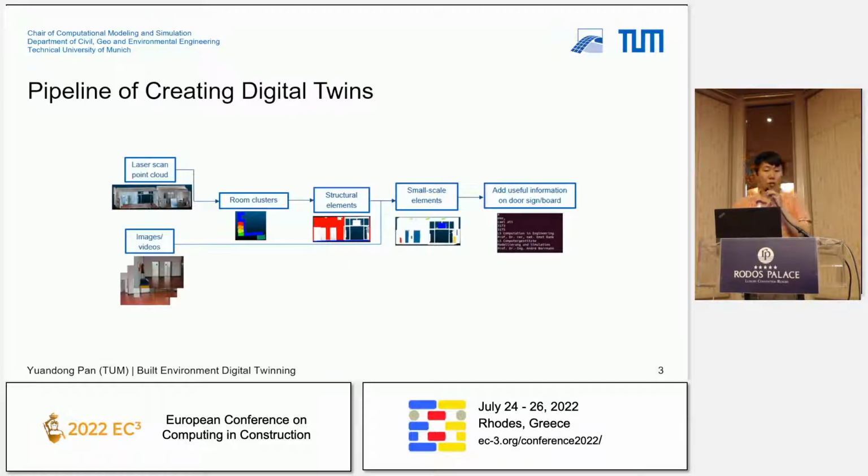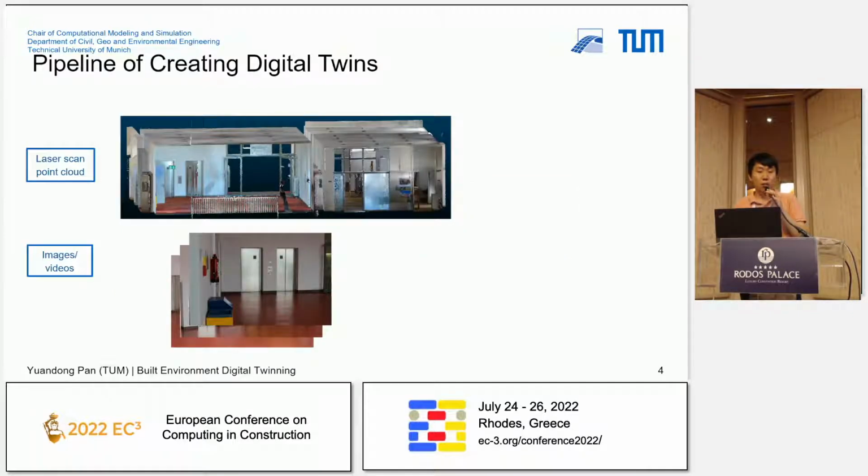I propose a pipeline for creating digital twins as shown in this graphic. So basically, we have two different kinds of input sources, laser scan point cloud and images, because we believe these two different data sources can provide us complementary information.